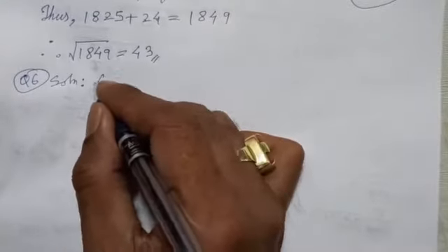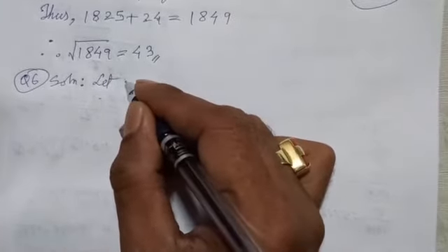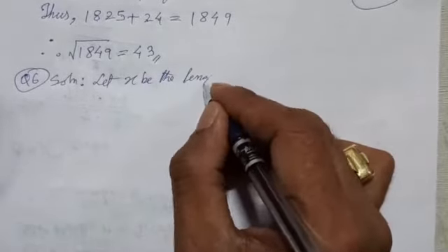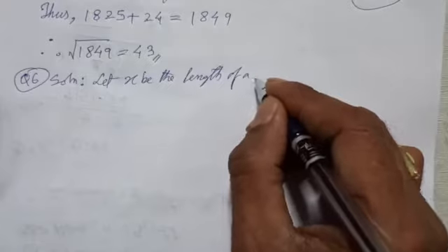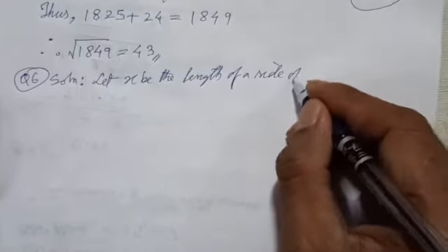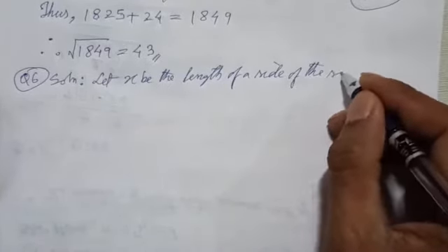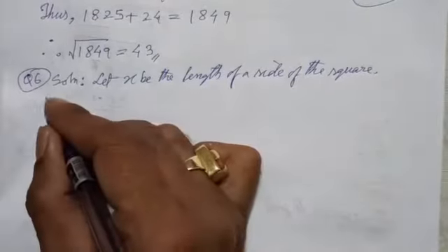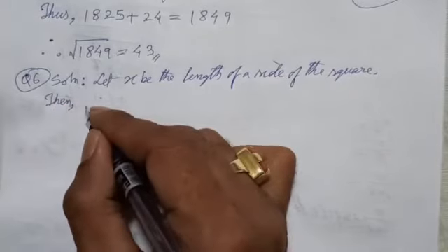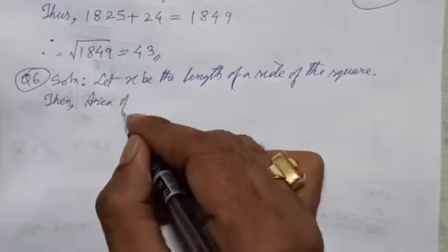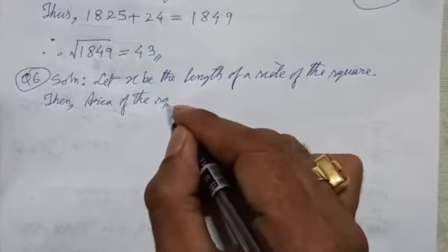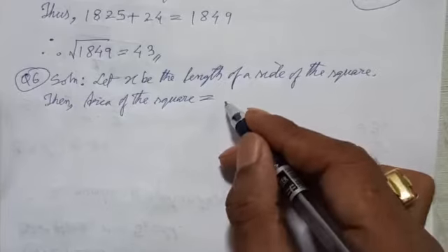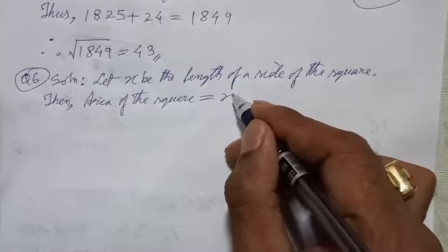Let x be the length of a side of the square. Then the area of the square is equal to, we know that the formula to find out the area of a square is side square. Here the length of a side is x, so the area of the square will be x square.